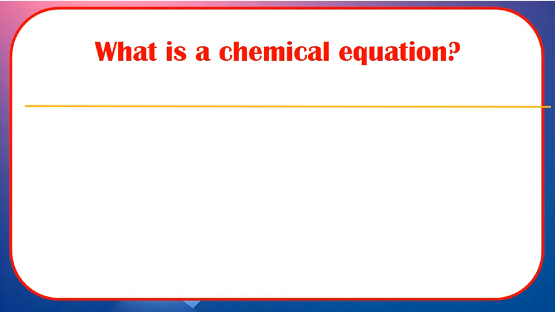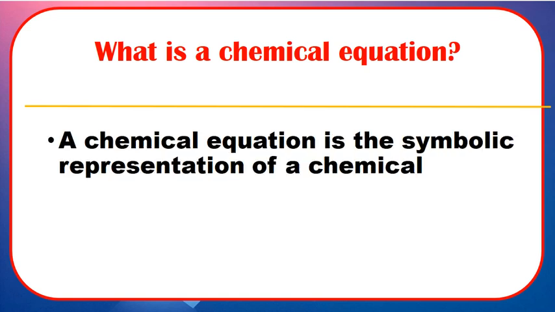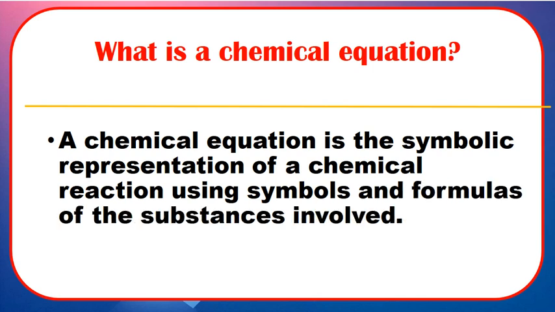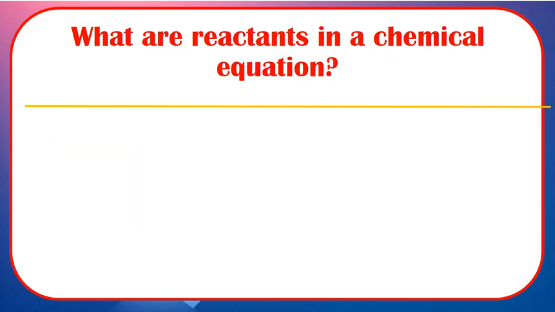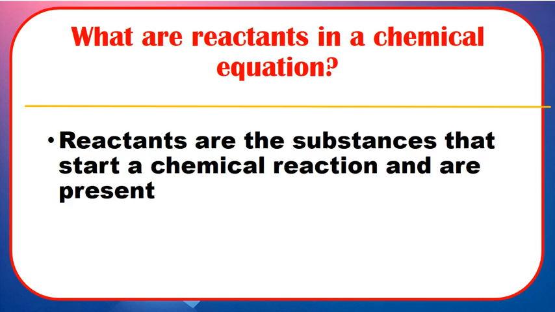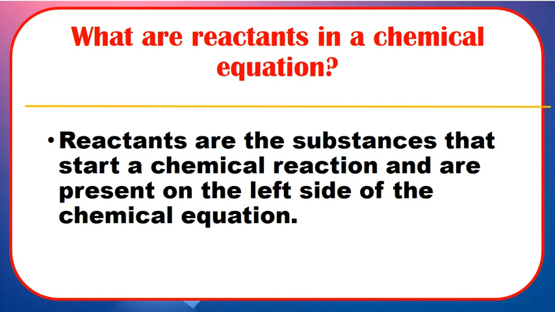What is a chemical equation? A chemical equation is the symbolic representation of a chemical reaction using symbols and formulas of the substances involved. What are reactants in a chemical equation? Reactants are the substances that start a chemical reaction and are present on the left side of the chemical equation.